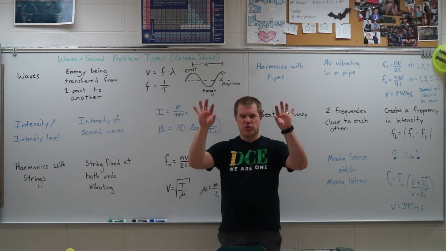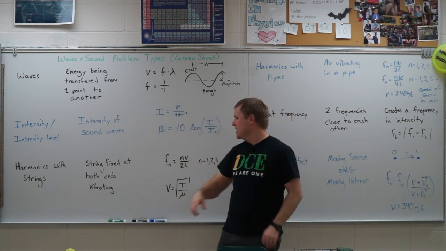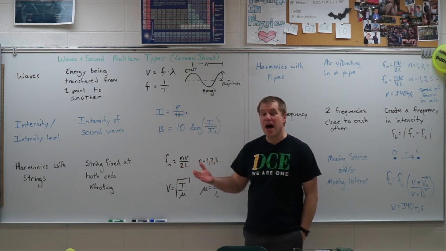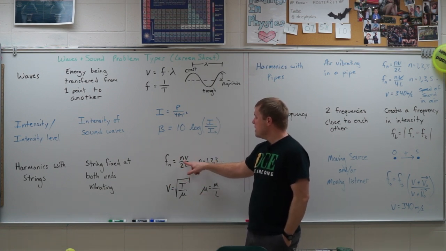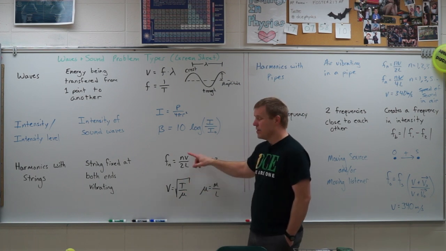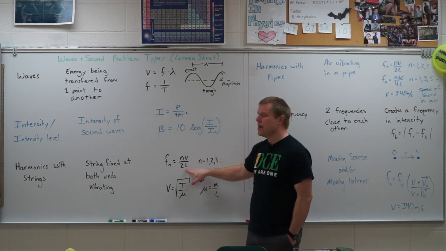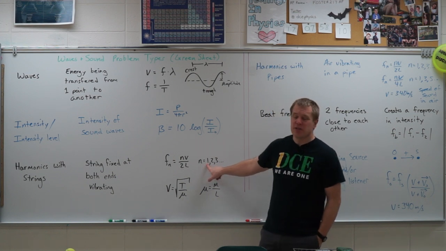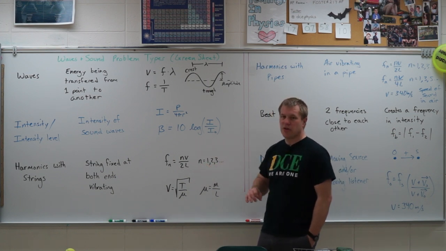Next, we're going to look at harmonics of strings. So this is when you have a string fixed at both ends and it's vibrating. The frequency of the harmonic for it is going to be equal to nv over 2L, where n is the harmonic number, v is the speed of the energy on the wave, or in the string I should say, and then 2 times the length. n can be anything from the first harmonic, or the fundamental frequency, to the second harmonic, third harmonic, and so on.